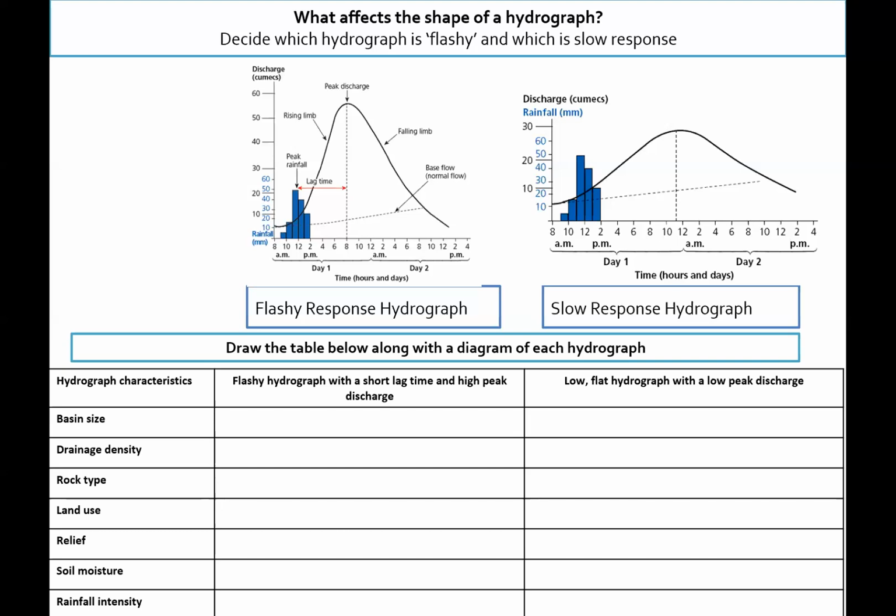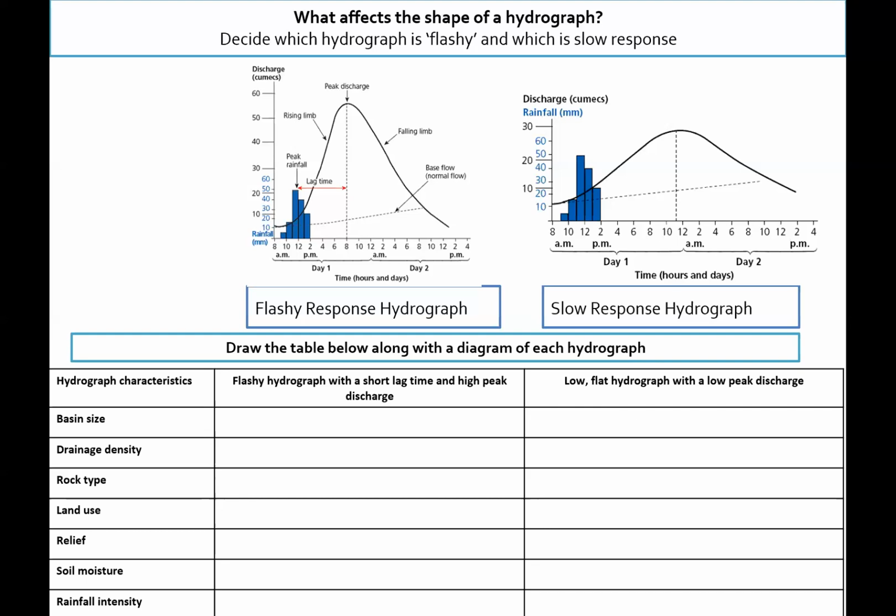And you're going to say what they are like for a flashy hydrograph, so one that has a short lag time and high peak discharge, and what it's like for a low flat hydrograph that is a slow response. So the first one, it's about basin size. So how would the basin size be different? Then you've got the drainage density, which we've just looked at, is going to be high or low.